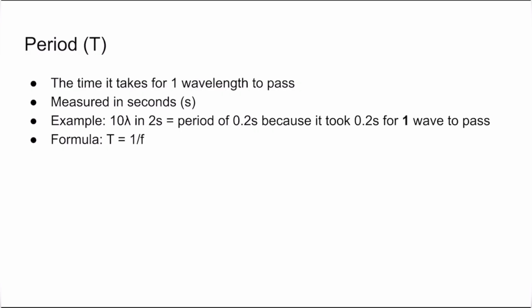Now, period is the amount of time it takes for one wavelength to pass. I used to get period and frequency mixed up so much, so please memorize this. Frequency is the amount of waves that pass in 1 second, and period is the amount of seconds it takes for one wave to pass. Period is measured in seconds, and the formula is period equals 1 over frequency. As an example, if 10 wavelengths pass in 2 seconds, the period is 0.2 seconds because it took 0.2 seconds for one wave to pass.